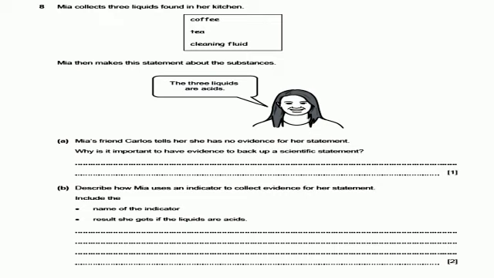Question B. Describe how Maya uses an indicator to collect evidence for her statement. Include name of the indicator and the result. Here you can write litmus paper and the result with the acid will be red. Or you can write universal indicator and the results with the acid can be orange or yellow or red.